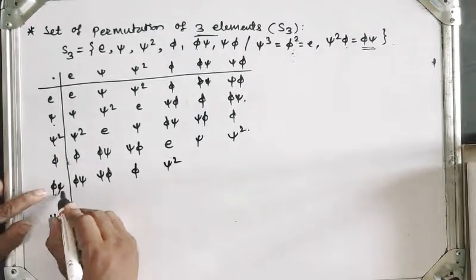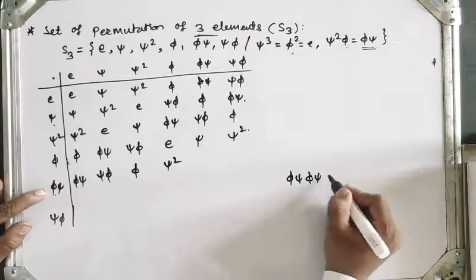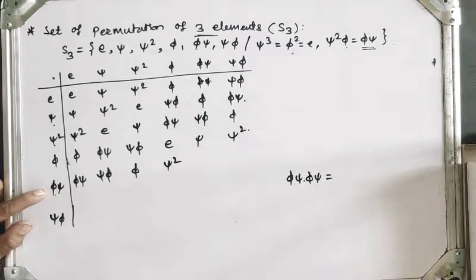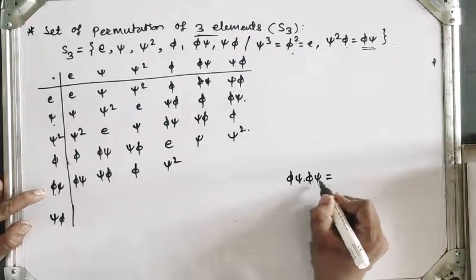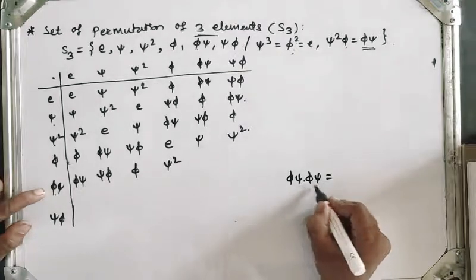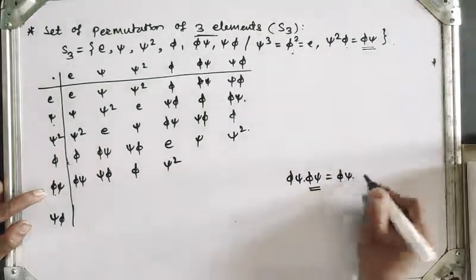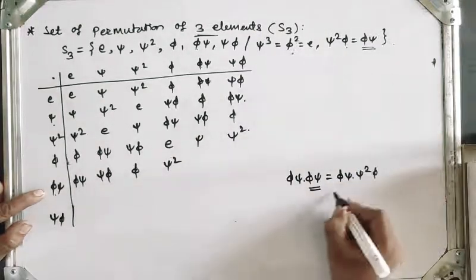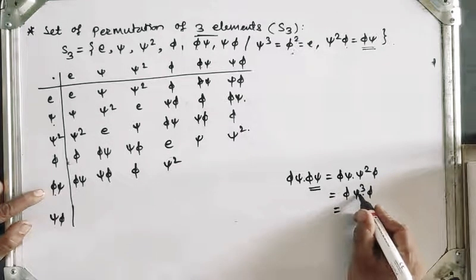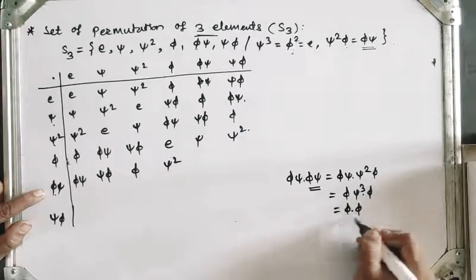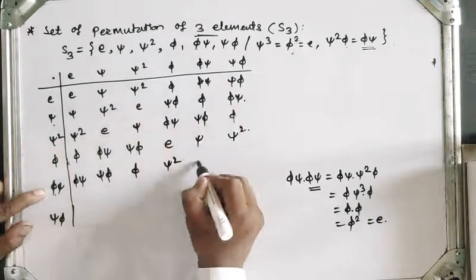Next phi psi into phi psi, so what is the value of phi psi into phi psi? Phi psi is psi square phi, so phi psi as it is into psi square phi, so I get phi into psi cube into phi, the value of psi cube is identity, so only remaining phi into phi, so phi square, which is equal to identity, so phi psi into phi psi is identity.